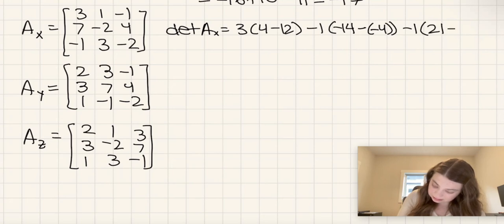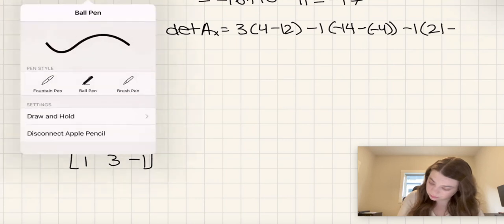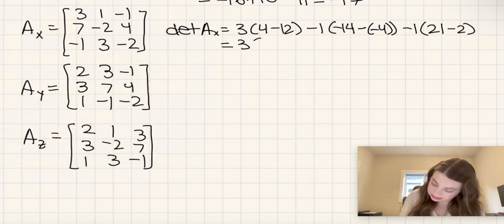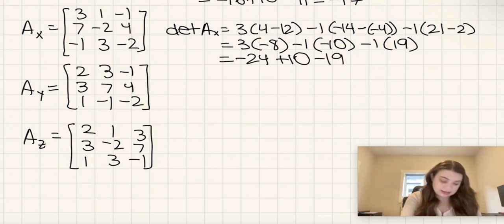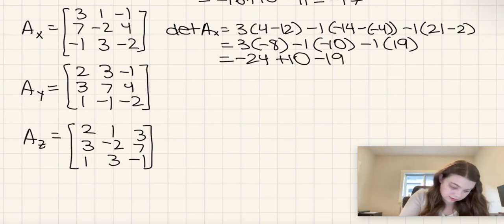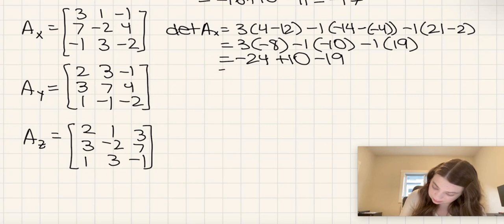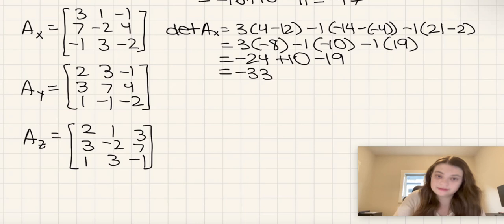minus positive 2, right? Because minus negative 2 times negative 1 would be positive 2. So minus just regular 2. And then we have 3 times negative 8 minus 1 times negative 10 minus 1 times 19, which is going to be equal to negative 24 plus 10 minus 19. And let's see, negative 24 minus 19 is negative 43, plus 10 would just be negative 33, like that.